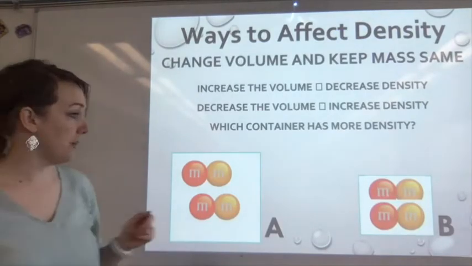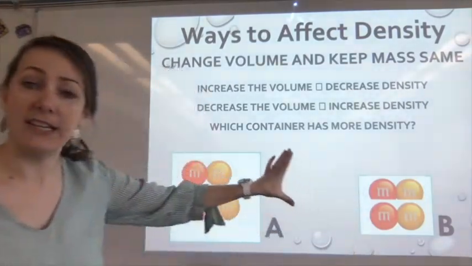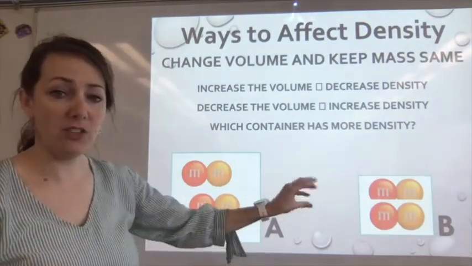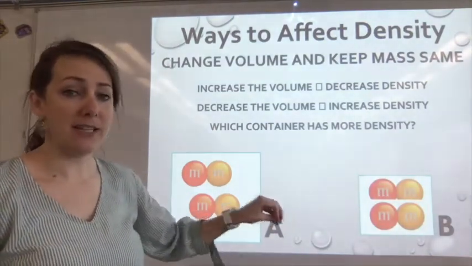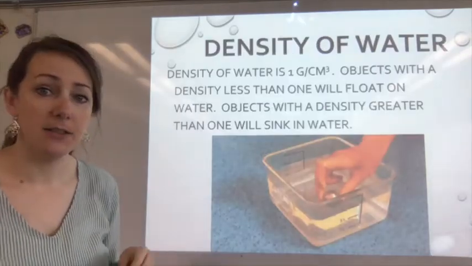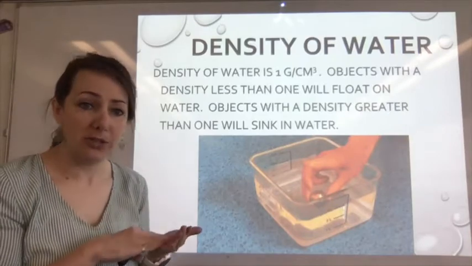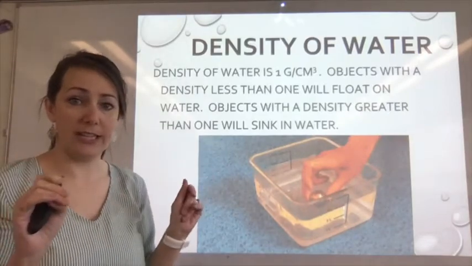If you chose B, you are correct. It is a smaller volume with the same amount of M&Ms, but because we have the smaller volume, that means that there is greater density. So the density of water is always going to be 1 gram per centimeter cubed. Always. That's our gold standard.